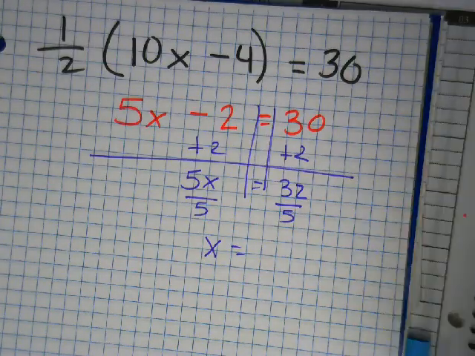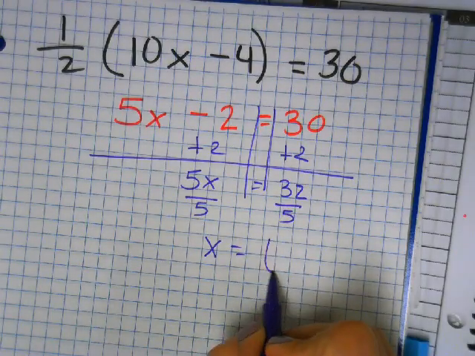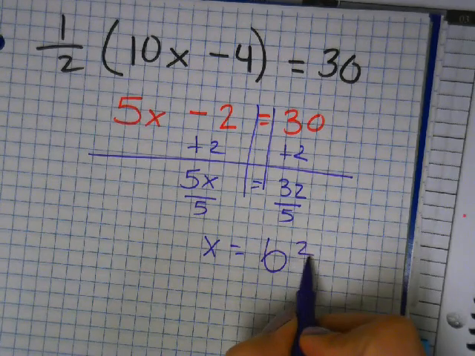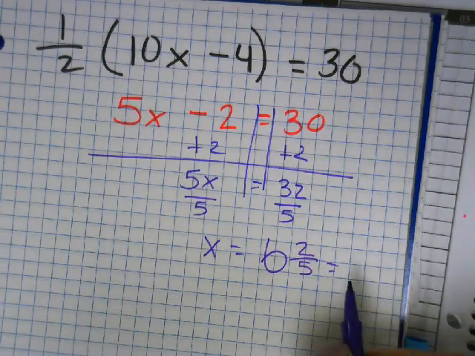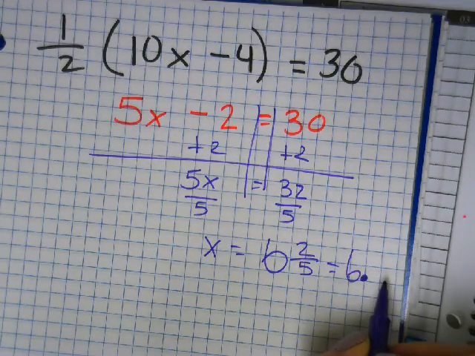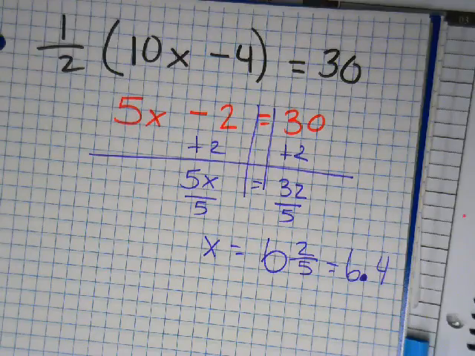All right, what's my mixed number? 6. What's my remainder? 2/5. If you want it as a decimal, it would actually be 6 point... Does anybody know? 4. If you want it as a decimal, it'd be 6.4. If you want it as a mixed number, it'd be 6 2/5. Hey, we're doing 2 things at once.